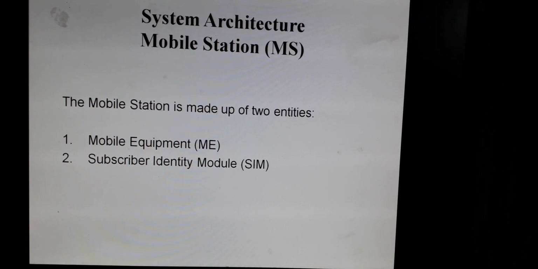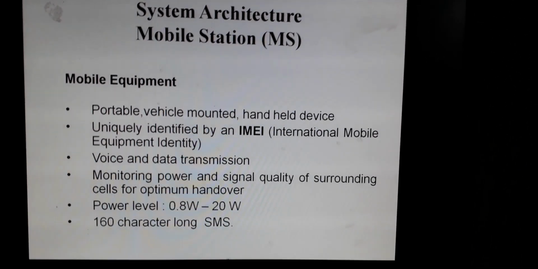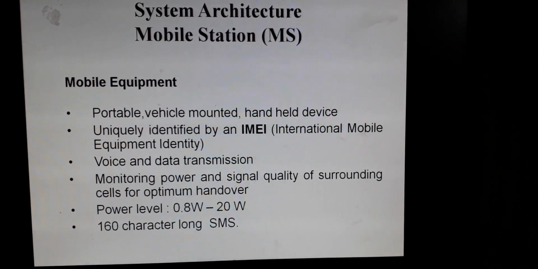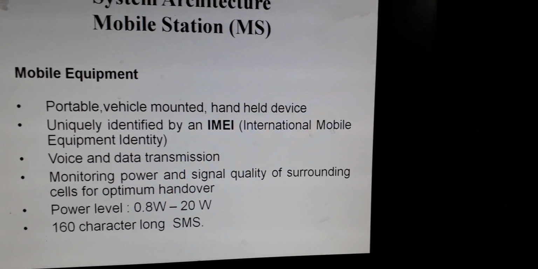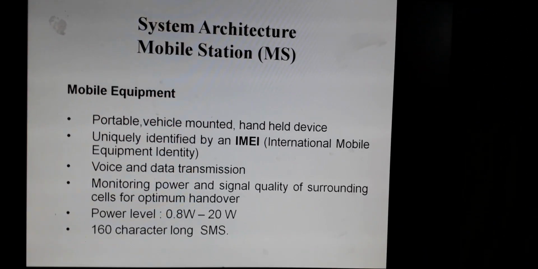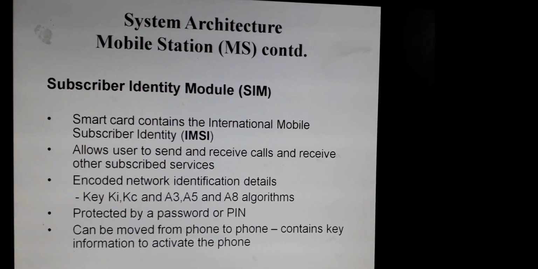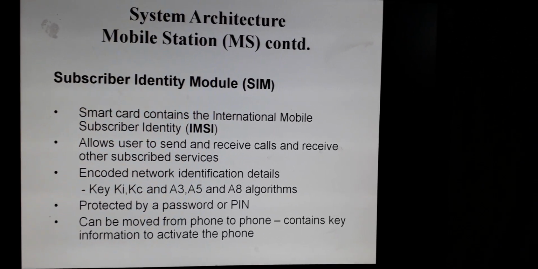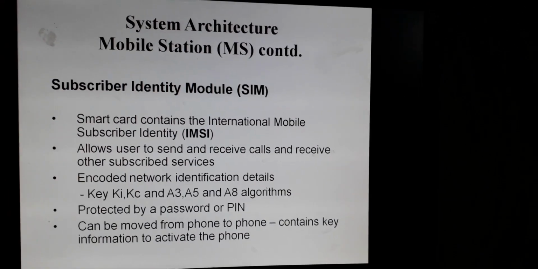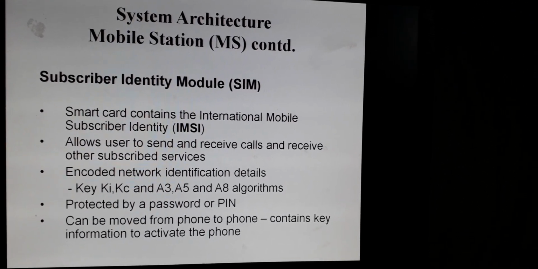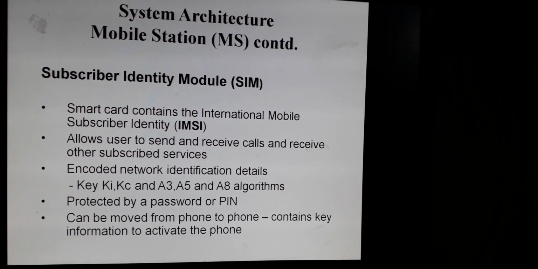An important part of the mobile station is the SIM card, subscriber identity module. Mobile equipment is identified by International Mobile Equipment Identity for voice and data transmission. Power levels are in the range of 0 to 20 watts and 160 character long SMS. SIM card is identified by IMSI and it is used to send and receive the calls between the subscribers.